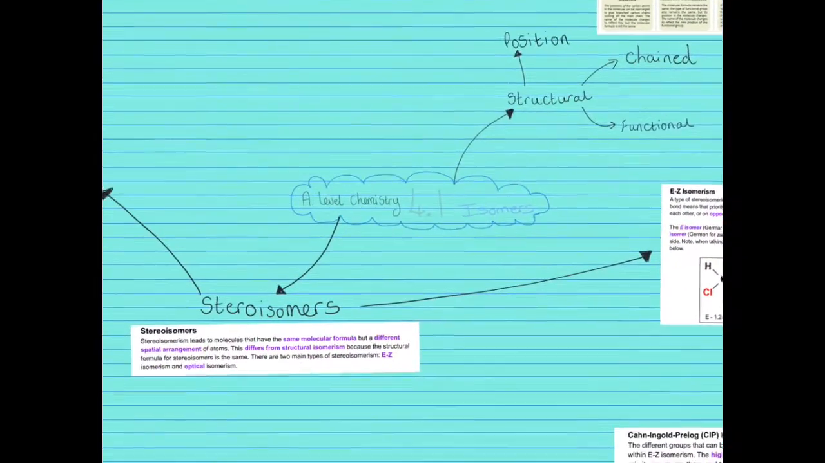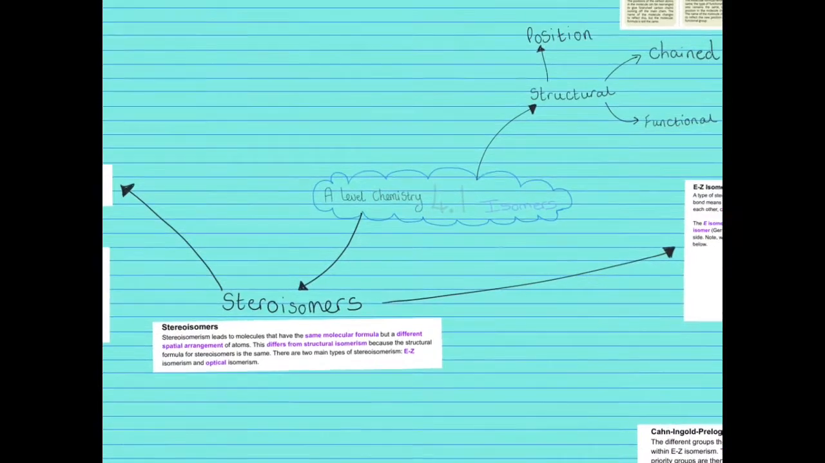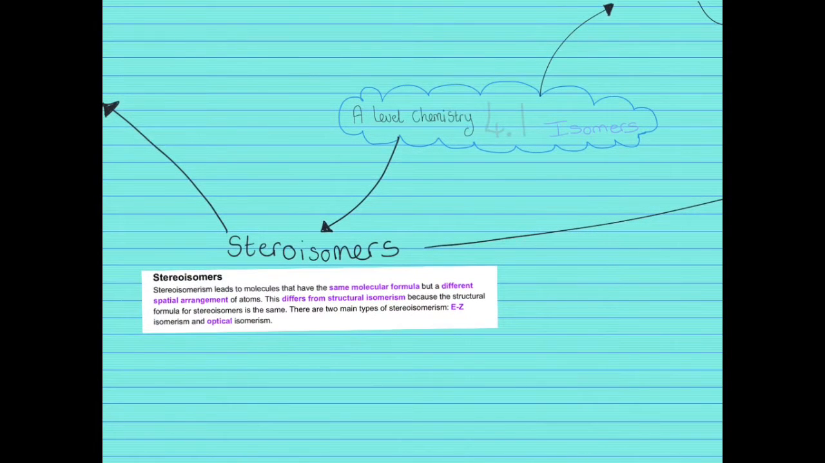Moving on then to stereoisomers. Stereoisomers have the same molecular formula again, but a different spatial arrangement of atoms. This differs from structural isomers because the structure of stereoisomers is the same. Their actual structure looks the same. The main 2 types of stereoisomer are EZ and optical isomers.